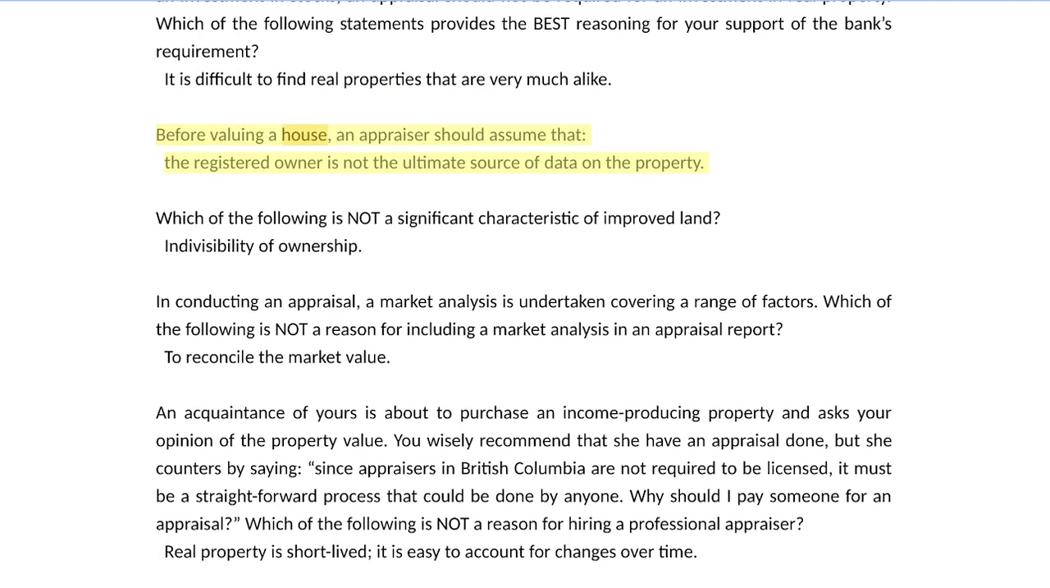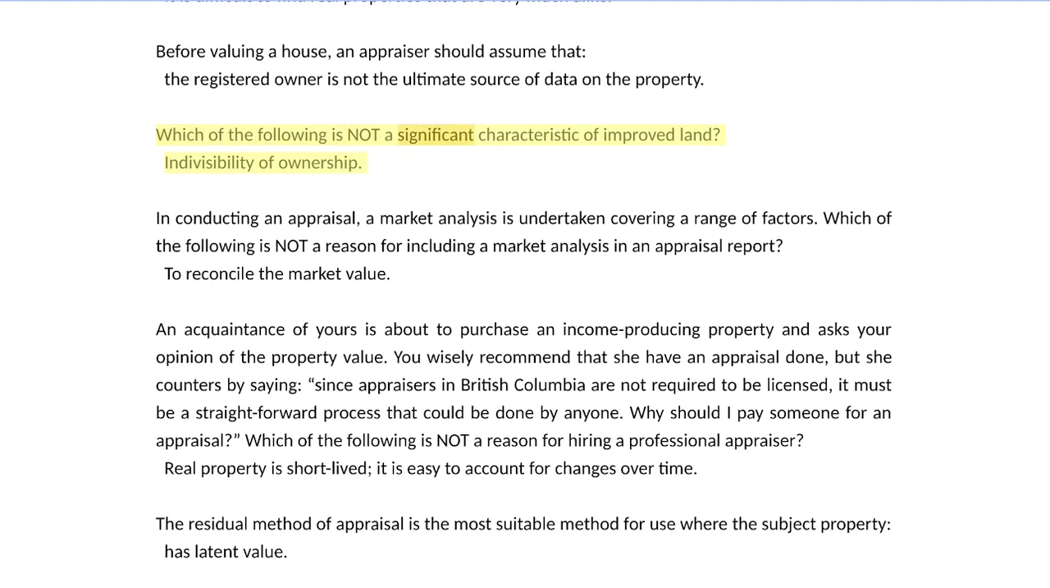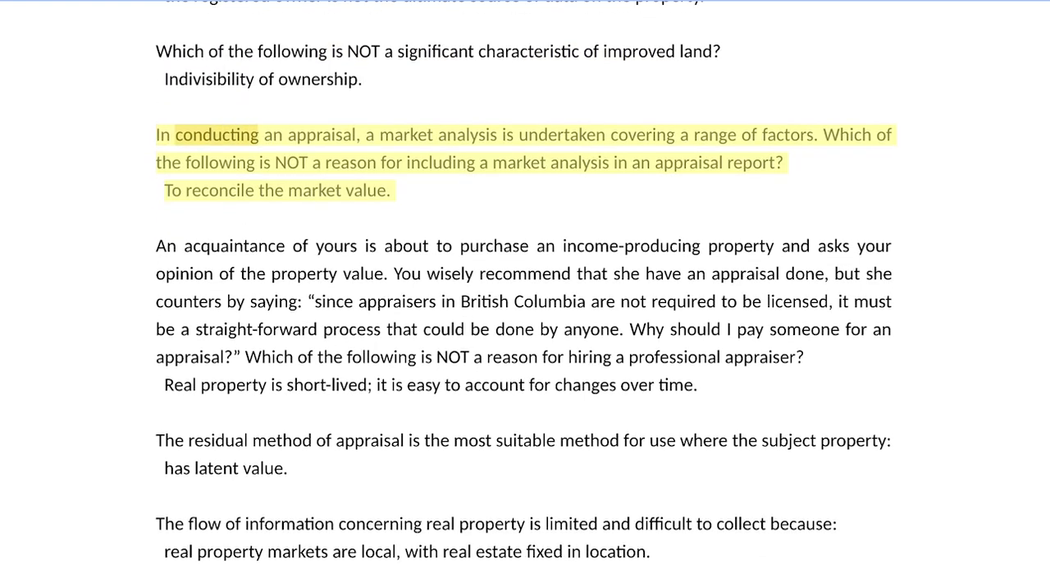Before valuing a house, an appraiser should assume that the registered owner is not the ultimate source of data on the property. Which of the following is not a significant characteristic of improved land? Indivisibility of ownership. In conducting an appraisal, a market analysis is undertaken covering a range of factors. Which of the following is not a reason for including a market analysis in an appraisal report? To reconcile the market value.